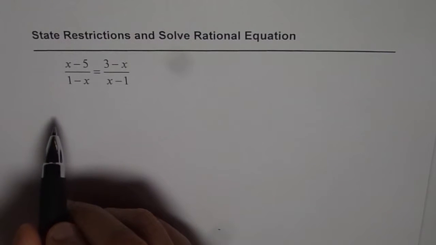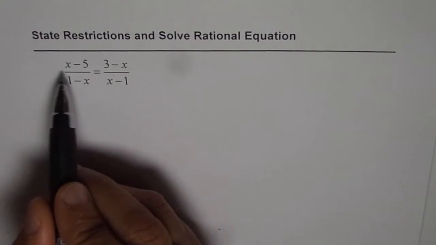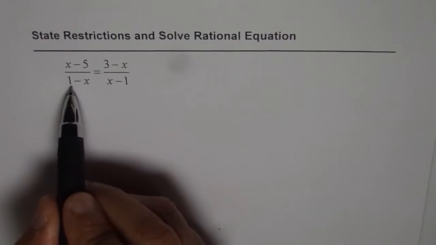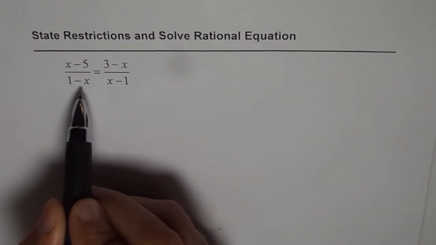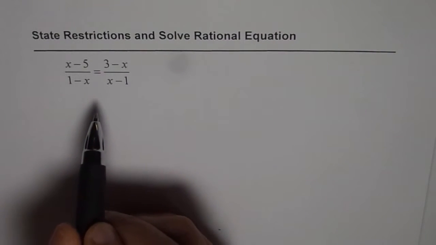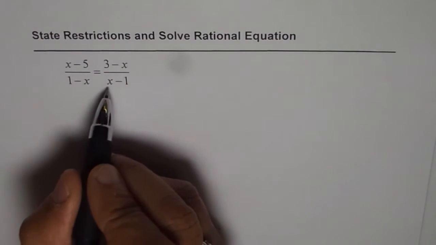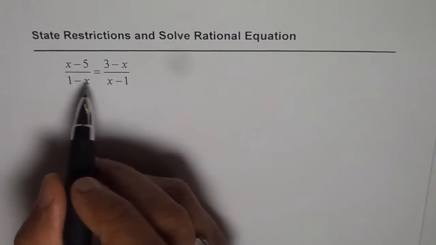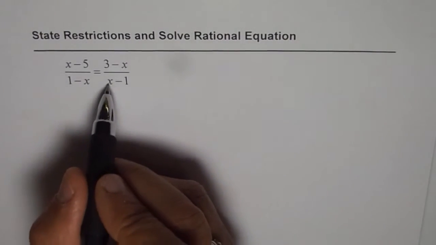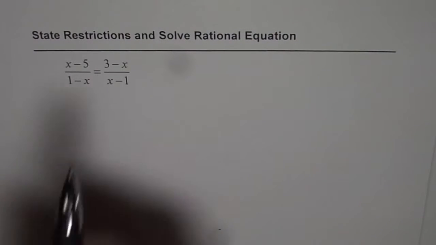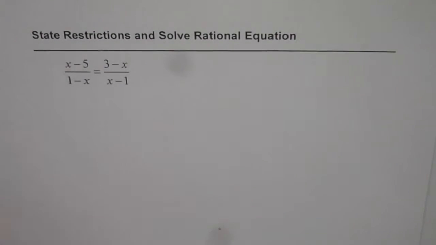To solve a rational equation, in this case we could cross multiply and then do the needful. What we also note here is they have similar denominators, 1 minus x and x minus 1. So we can rewrite this expression with the same denominator, or we can multiply both sides by x minus 1. Either way we can look into this question. I'll prefer to show you clearly what I'm trying to say.